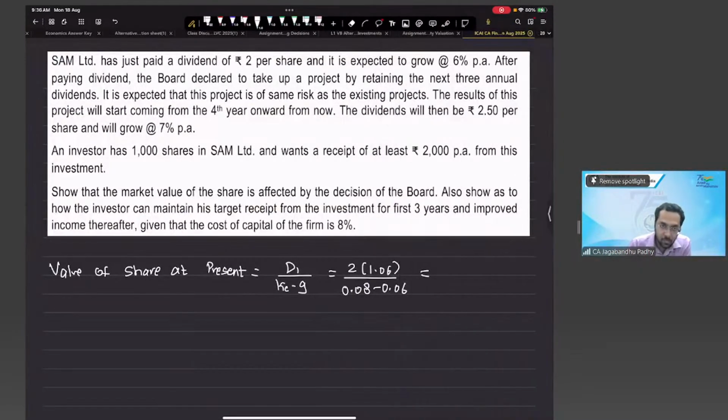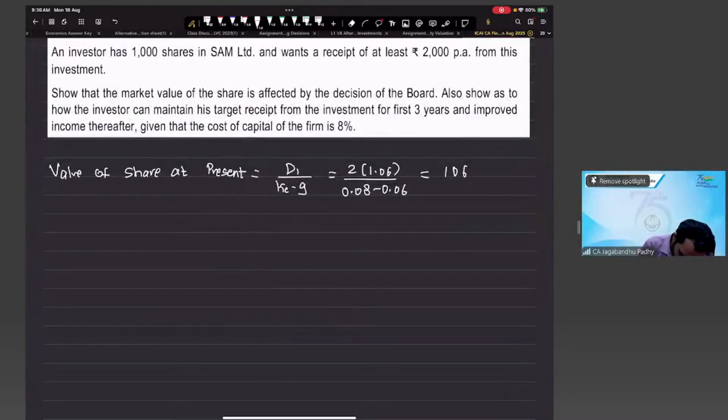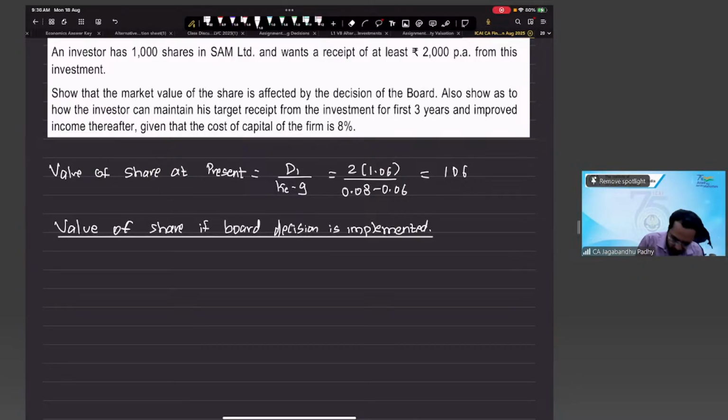So rupees 106. Okay. Now we need to also see what will be the value of the share if the board's recommendation is implemented. Value of share if board decision is implemented. So what will be the value of the share if the decision of the board is implemented?